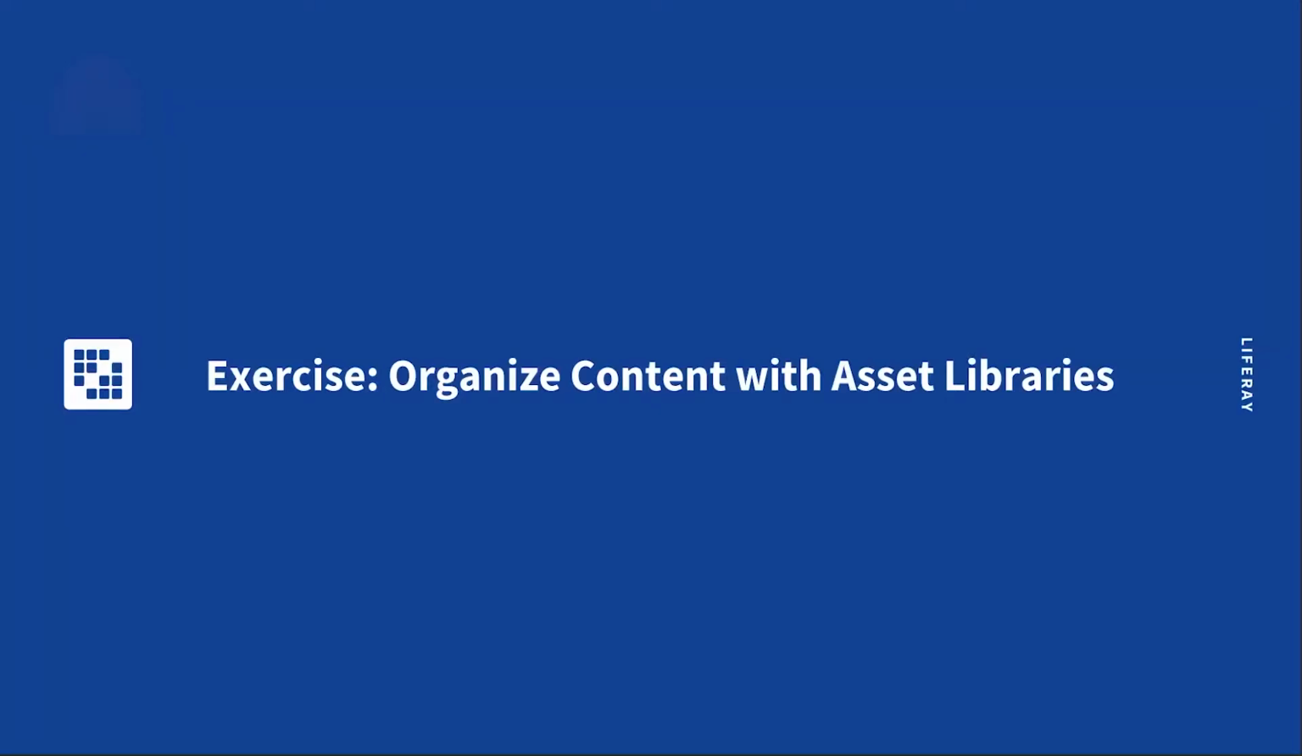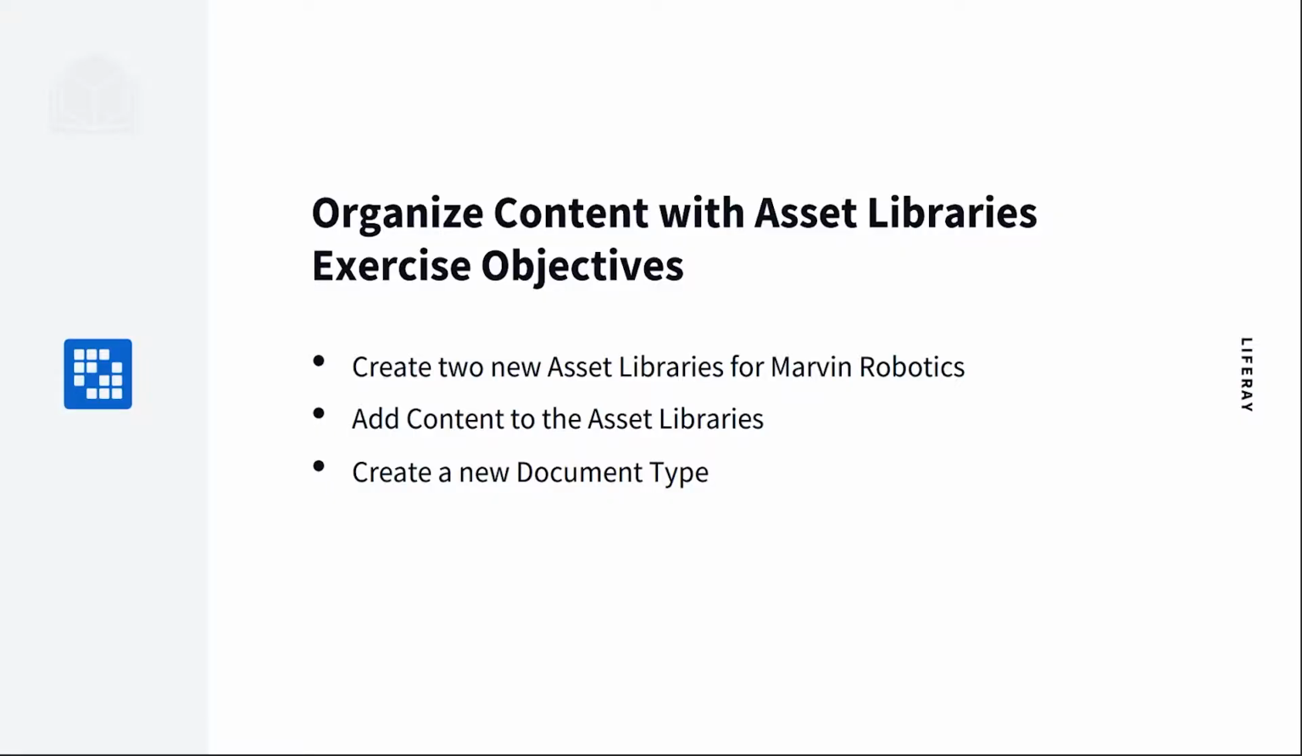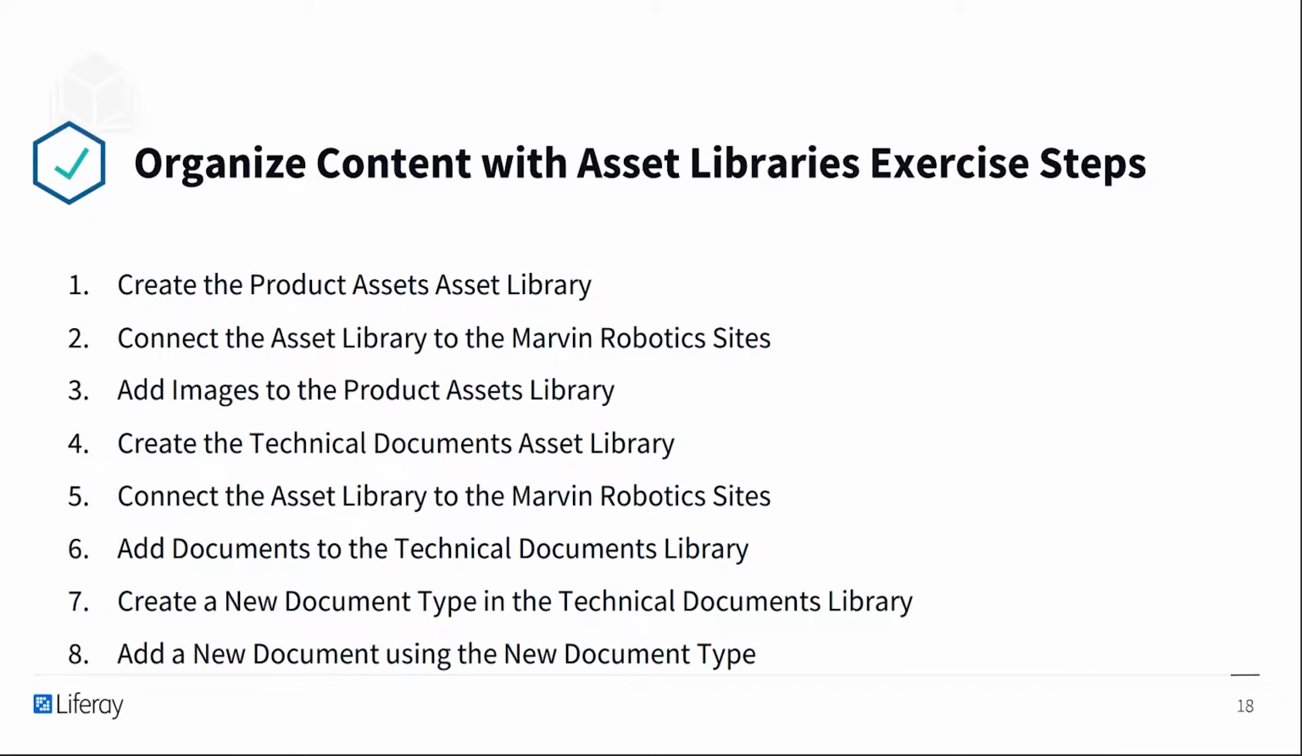In this exercise, we'll add and organize some content with asset libraries in Liferay DXP 7.4. Our objectives for this exercise are as follows. We will create 2 new asset libraries for the Marvin Robotics platform, add content to the asset libraries, and create a new document type. Our exercise steps are as follows.